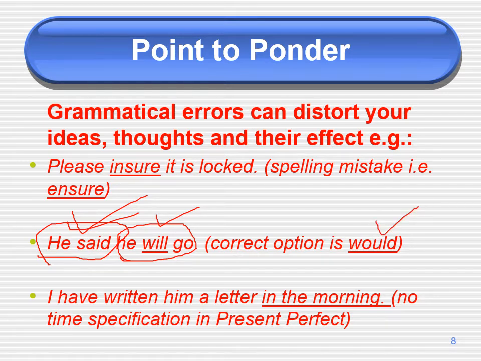I have written him a letter in the morning. Now most people won't be able to judge or find out the problem here. The problem is no time specification in present perfect tense. So, I have written him. "I have written" is a present perfect tense. With that, you don't mention time. There's no time specification in present perfect.